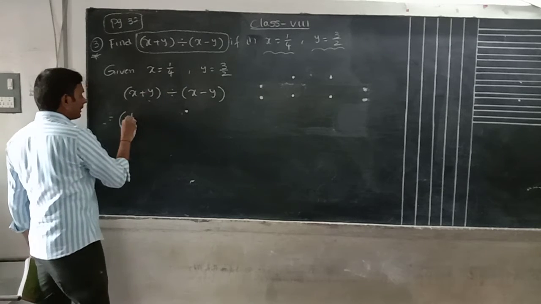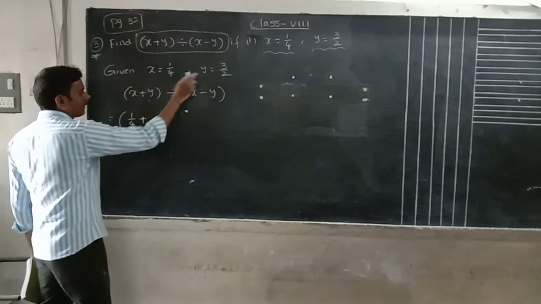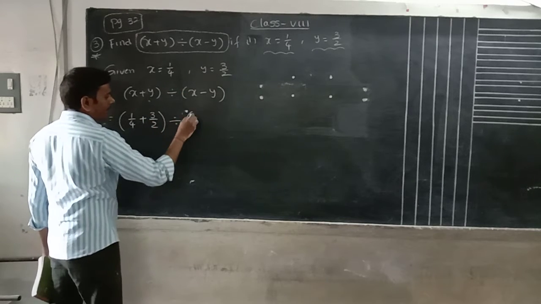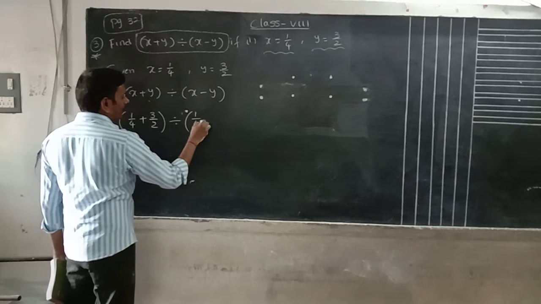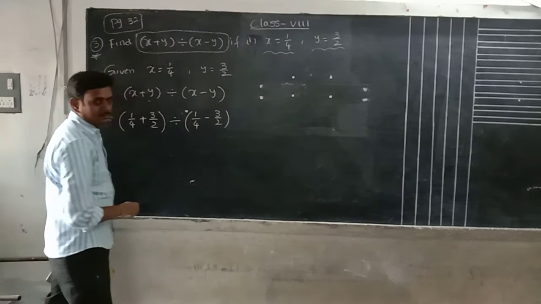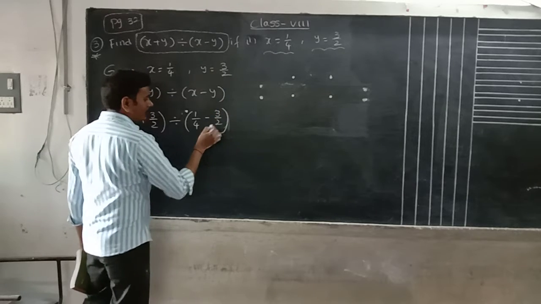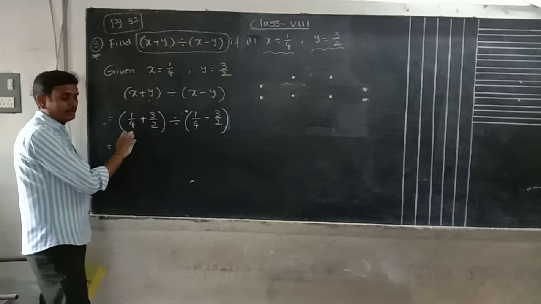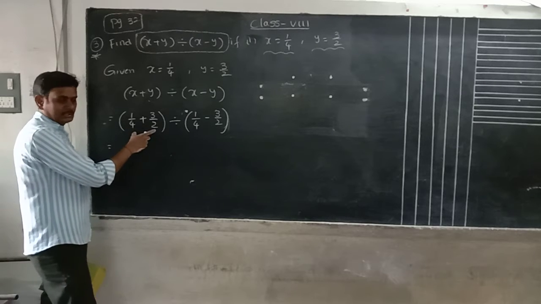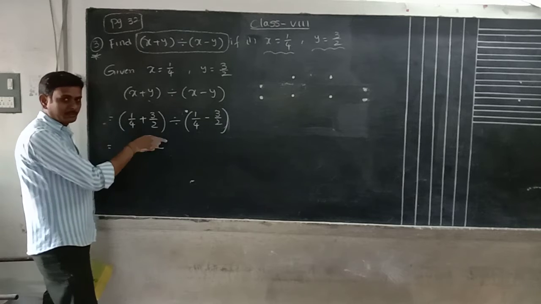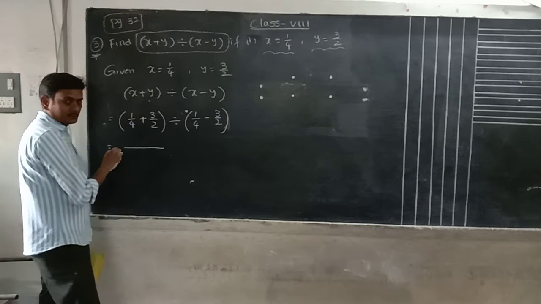What is our x here? 1 by 4 plus the y value, 3 by 2, divided by x minus y, 1 by 4 minus 3 by 2. This is the addition and this is the subtraction. No need to remove the brackets here. Now we can take the LCM, or cross multiplication. I want to do cross multiplication.